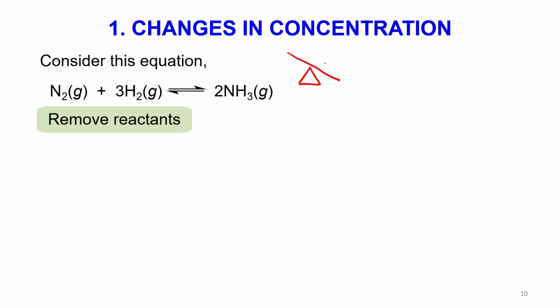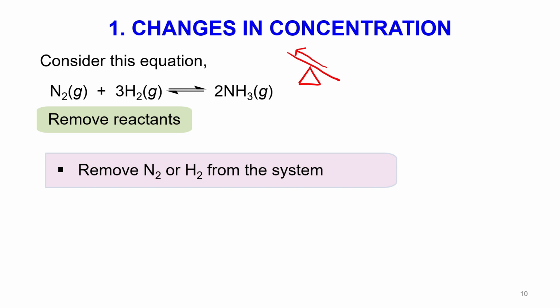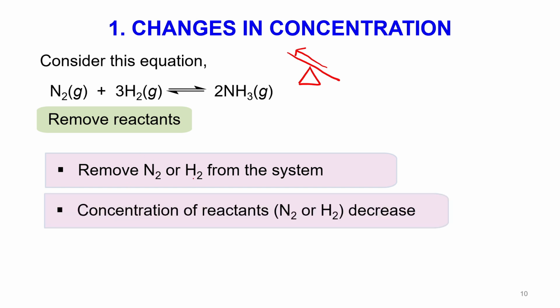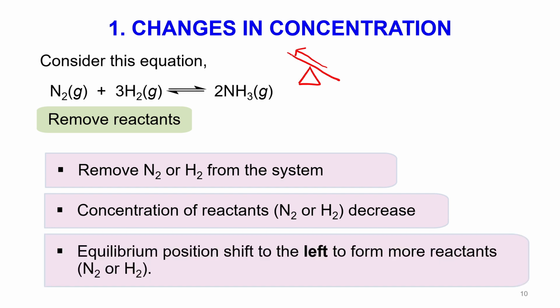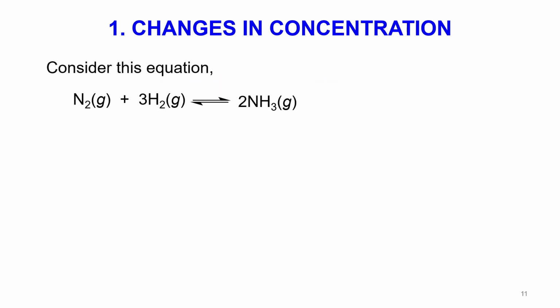Now macam mana cara kita nak remove? Okay, kita nak increase, jadi kita akan shift to the left. So kita tengok, when we remove nitrogen or hydrogen from the system, the concentration of reactant will decrease. Jadi concentration nitrogen and hydrogen akan decrease. So equilibrium position shift to the left to form more reactants. Jadi dia akan menghasilkan nitrogen ataupun hydrogen. Okay, next the changes in concentration.